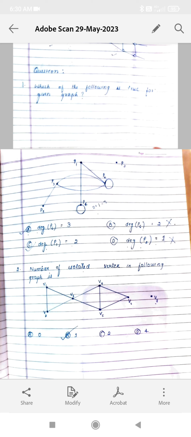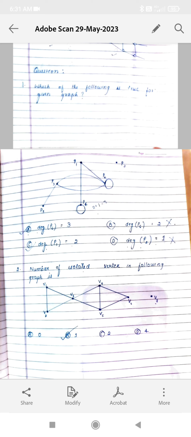Since option A is correct and degree of P6 is 3, option B, that is degree of P6 is 2, is incorrect. Now coming on to P1, there are two edges extending from P1. One is going towards P4 and the other is going towards P6. So degree of P1 is 2. So option C is also correct. Now coming on to P2. For P2 we have no edges, so degree of P2 is 0. That is, P2 is an isolated vertex, not a pendant vertex. So option D is incorrect.